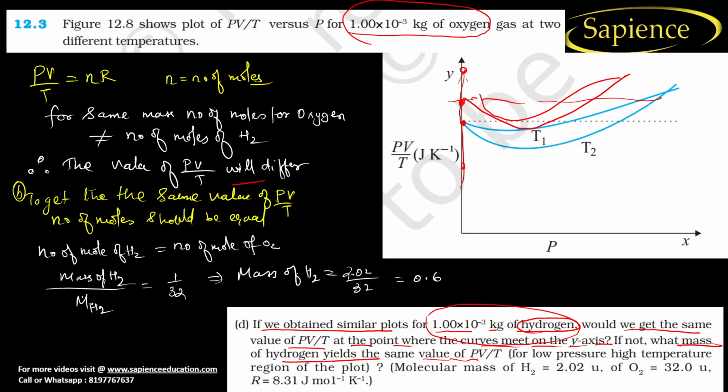You can also do this by yourself. If you do 2.02 divided by 32, this is approximately equal to 0.0631. So this can be written as 6.31 into 10 to the power minus 5 kg. So this amount of mass is required so that the value of P by T will remain constant. I hope you have understood question 12.3 part D.